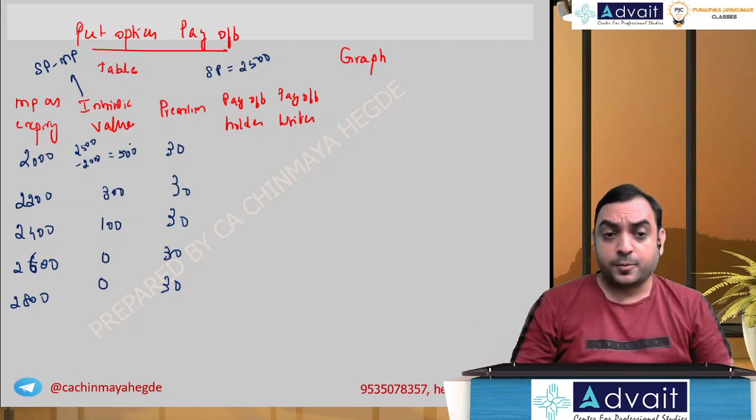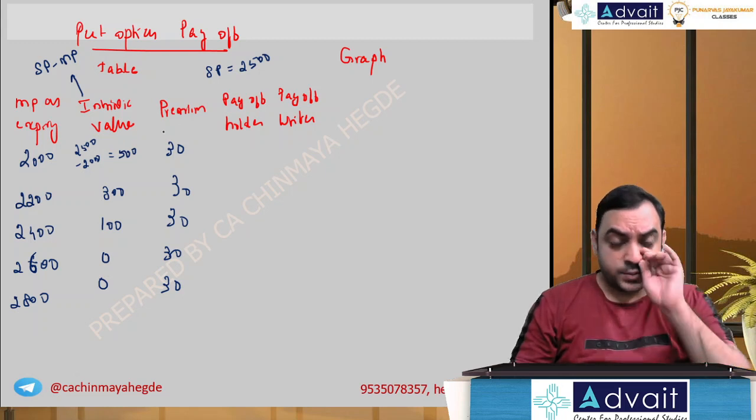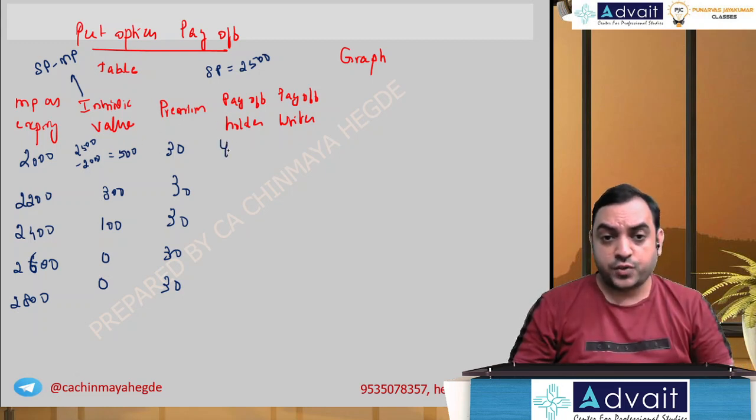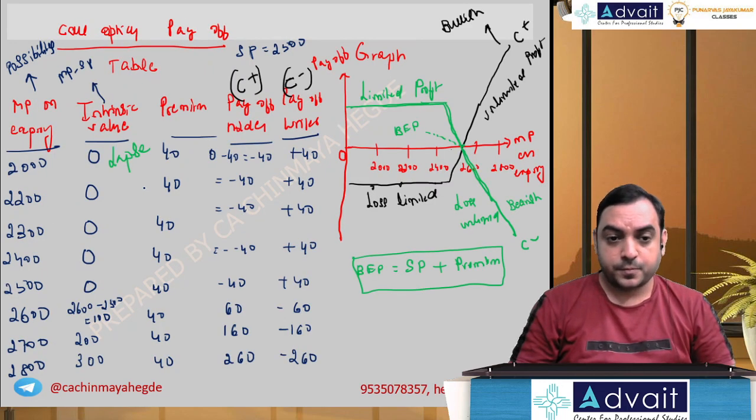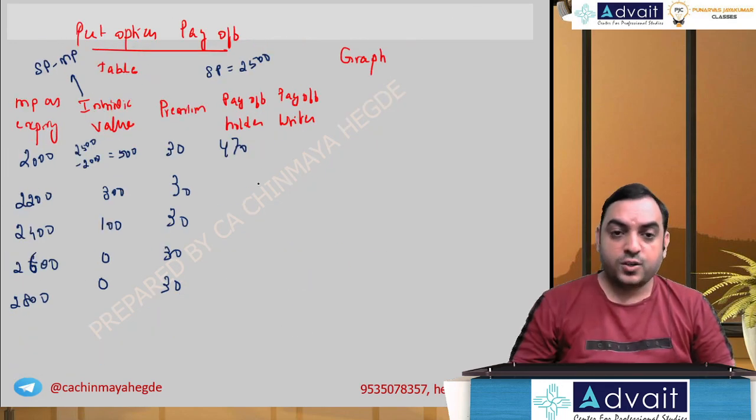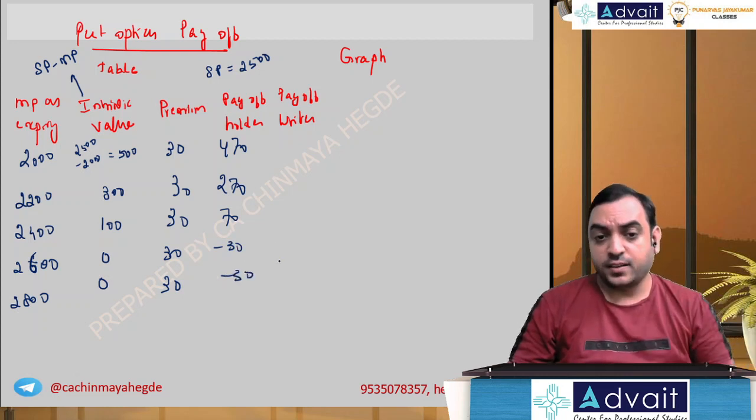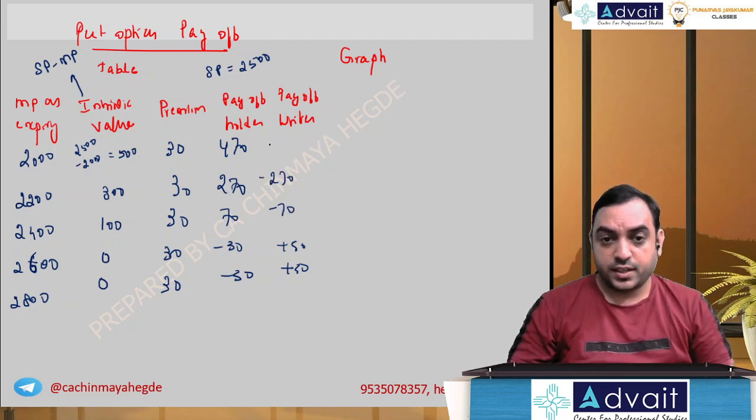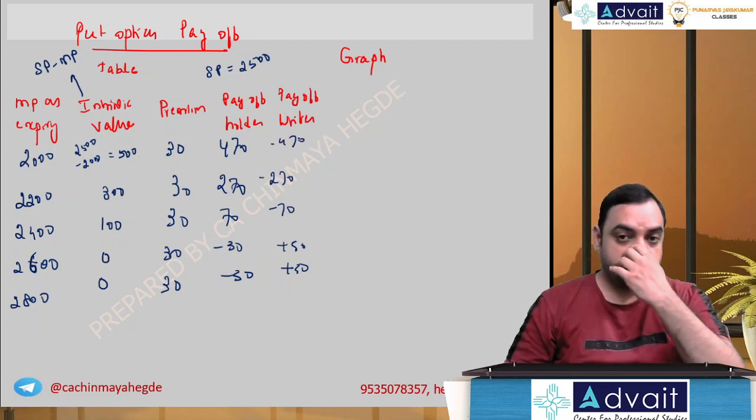So payoff of holder: intrinsic value minus premium. 500 minus 30, 470. 300 minus 30, 270. 100 minus 30, 70. 0 minus 30, minus 30, minus 30. Opposite for writer. So plus 30, plus 30, minus 70, minus 270, minus 470.